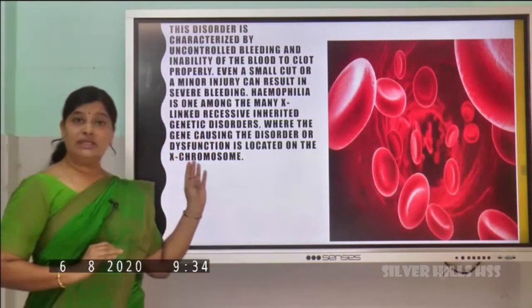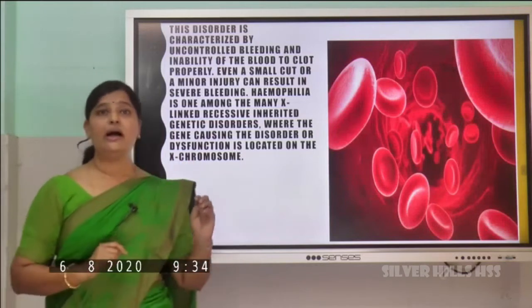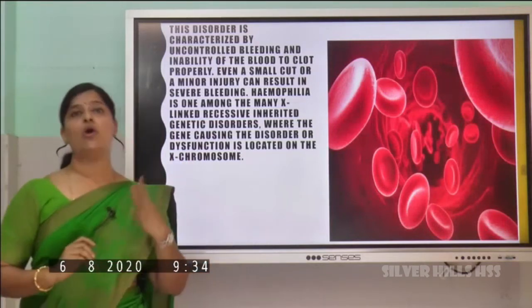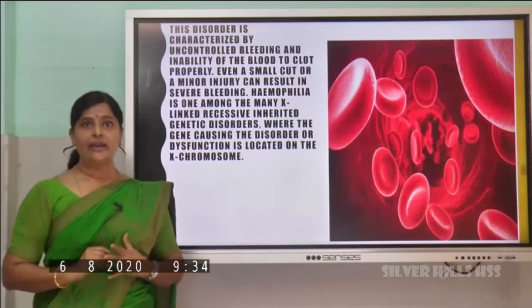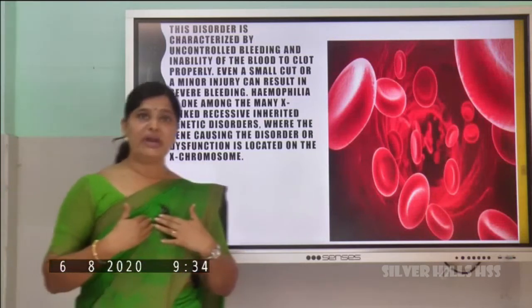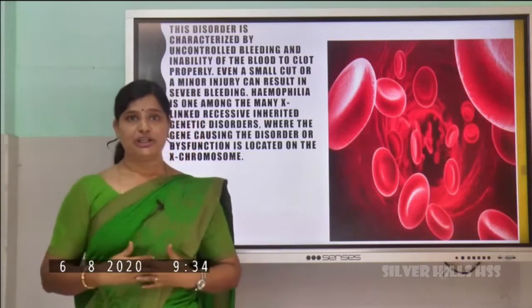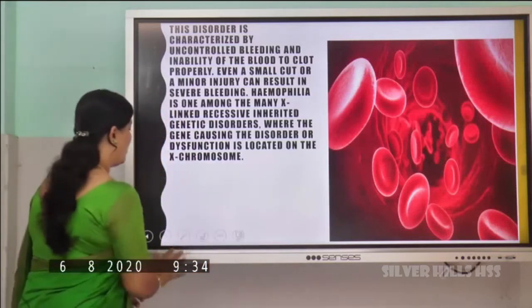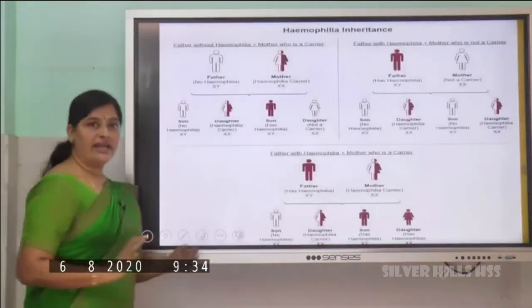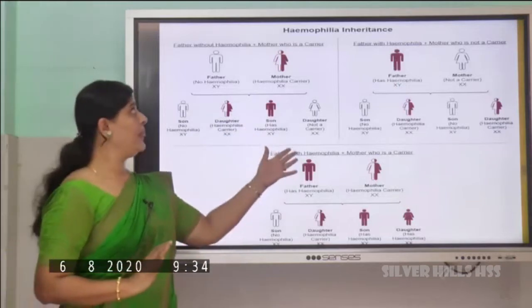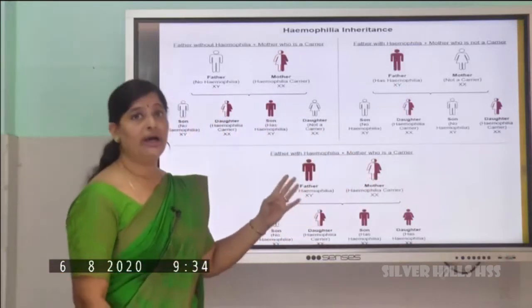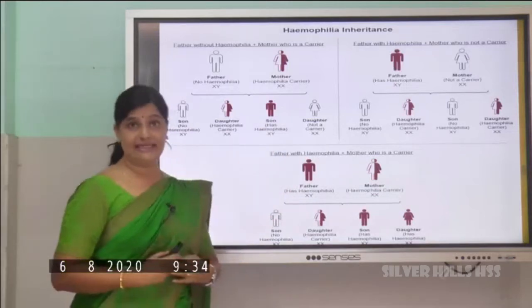Even Queen Victoria was a carrier of the disease, right? So from the carrier females, their next generation, their sons can get this disease, right? Okay. So now we are going to find out certain conditions. We are going to take 3 conditions and see how the children get this disease, right?